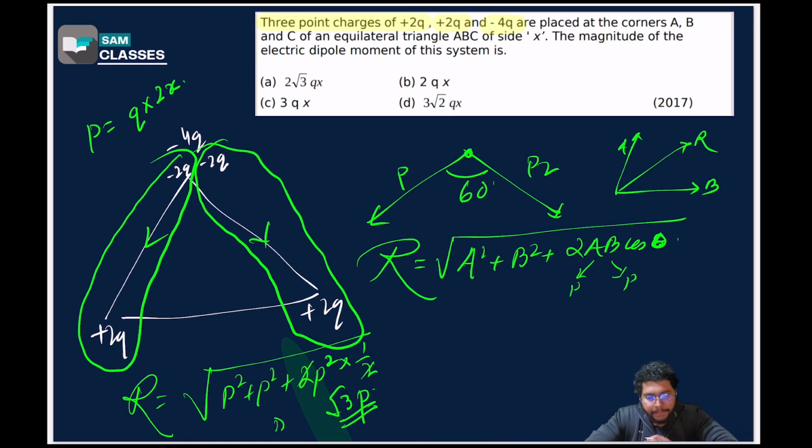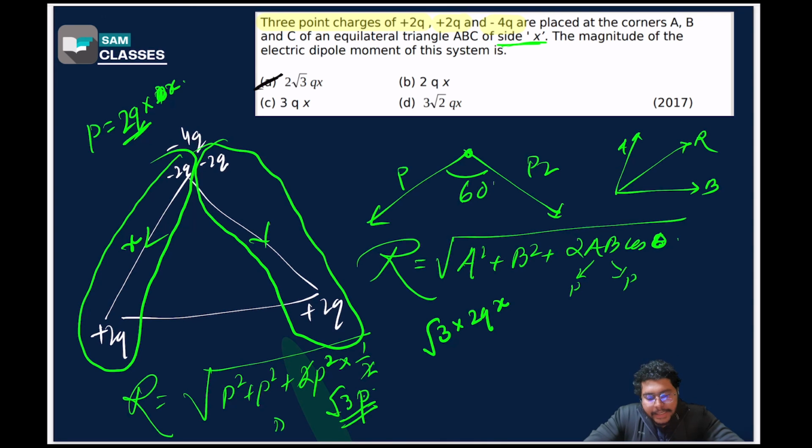Correct. Done. So let's say they have given the side as x, so the side is x, and the charge is 2q, and the charge is 2q. Done. So what we can write, root 3 instead of P, I can write it as 2q and x. Correct. So it is 2 root 3 qx, the first value. That's it. Was it that difficult?